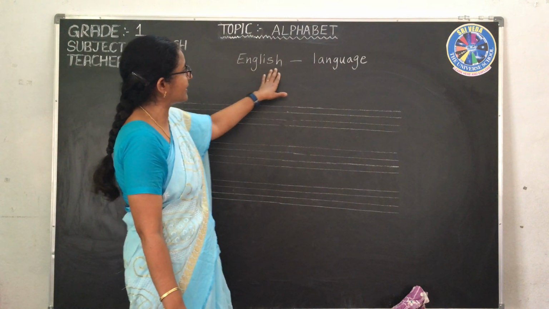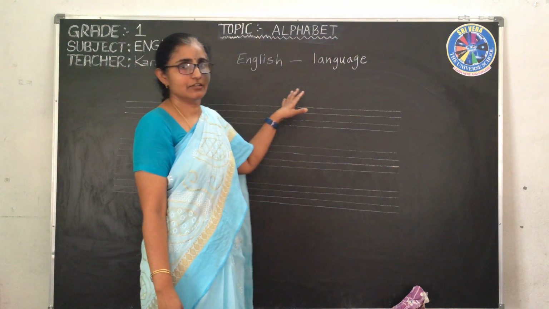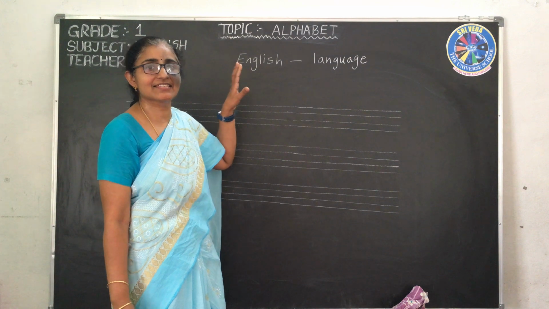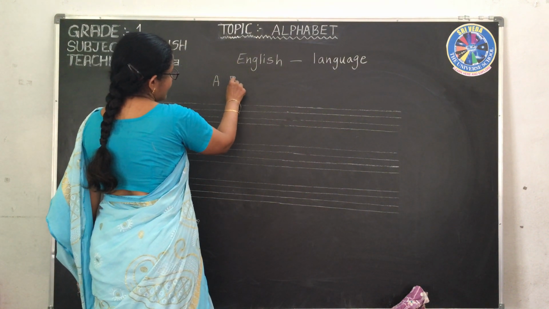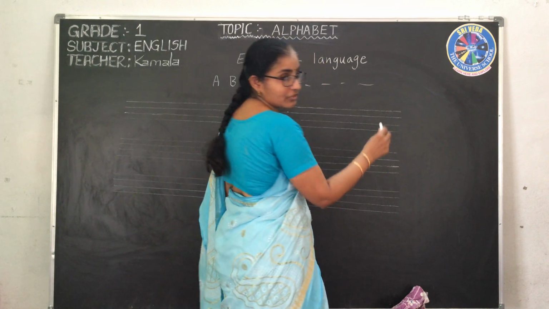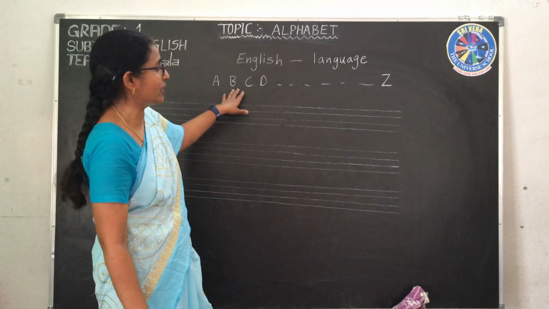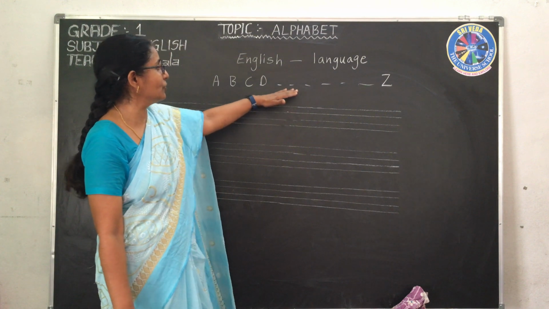So, what are the letters of English language? Do you know? All of you have learned. Yes. A, B, C, D. The letters starting from A, B, C, D till up to Z. Very good. All of you know to read from A to Z or not? Yes, all of you know. I also know that you know.